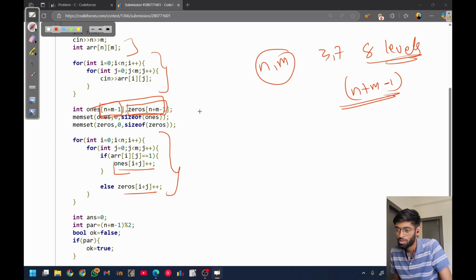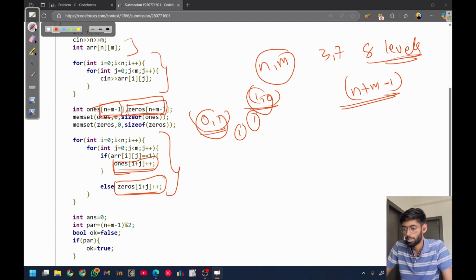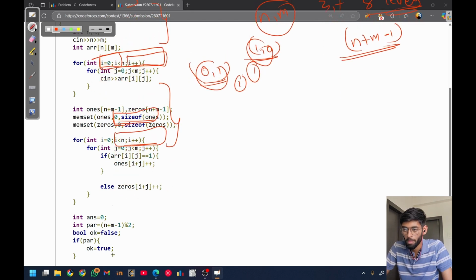i plus j, because we are supposed to find a level, because 0 comma 1 and 1 comma 0, these two indexes are at the same level, so i plus j will be 1 and i plus j will be 1 on this side as well. So we are just checking how many ones are present on each level and how many zeros are present on each level. Okay.